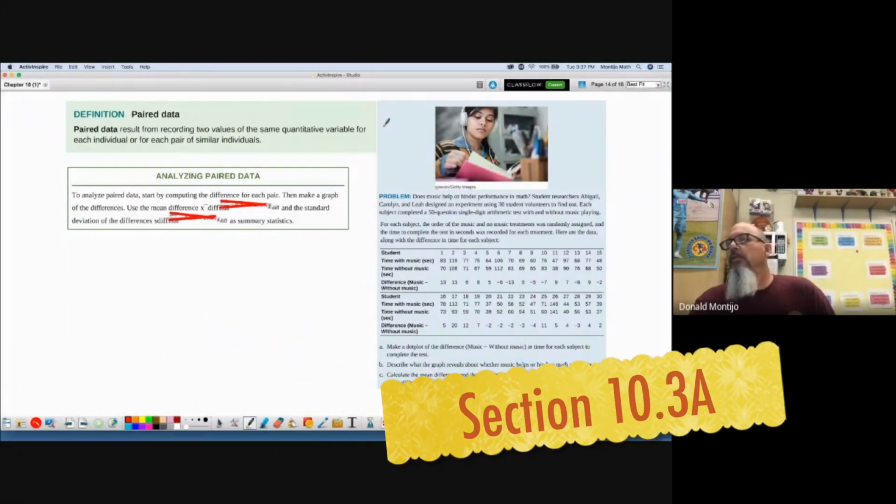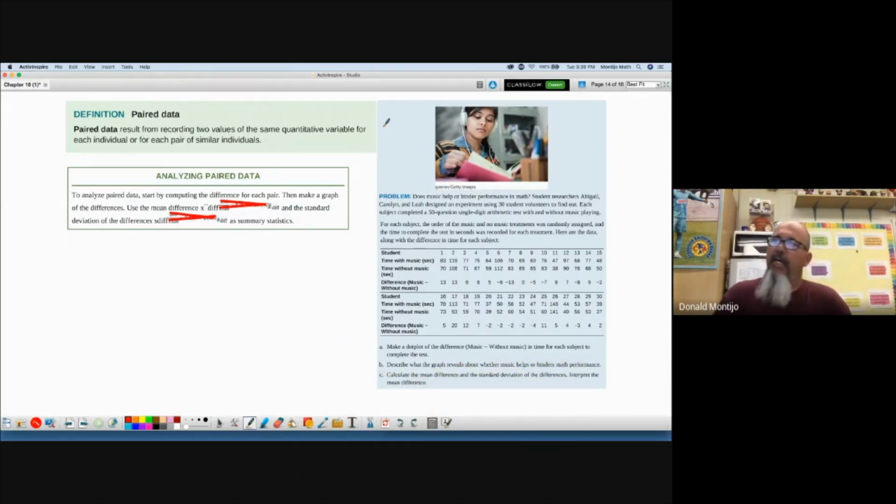All right. So the final section of this chapter is about paired data. You're going to like paired data much better than you're going to like two sample data because in paired data, all we have to do is find the difference first, and then it's all one sample work again. So paired data results from recording two values of the same quantitative variable for each individual or each pair of similar individuals. So paired data implies, is there a reason for me to match individuals up?